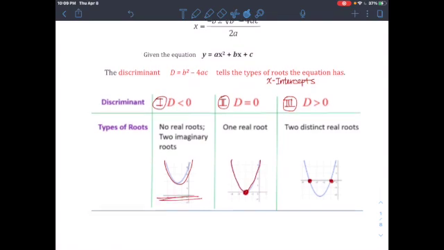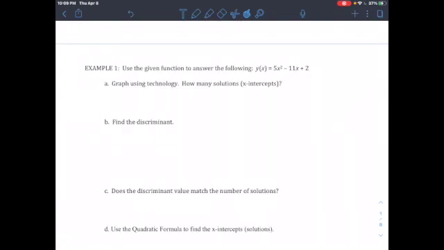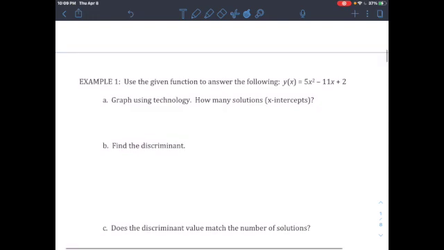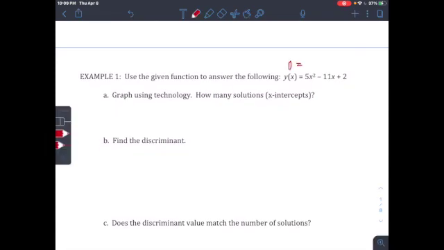So now moving on to problems. Example number 1 says, use a given function to answer the following. So there's your quadratic equation again. y of x is going to be 0, so that's why they can write it that way. Or sometimes you will see 0 equals 5x squared minus 11x plus 2, or the other way around, you can put the 0 on the right hand side.